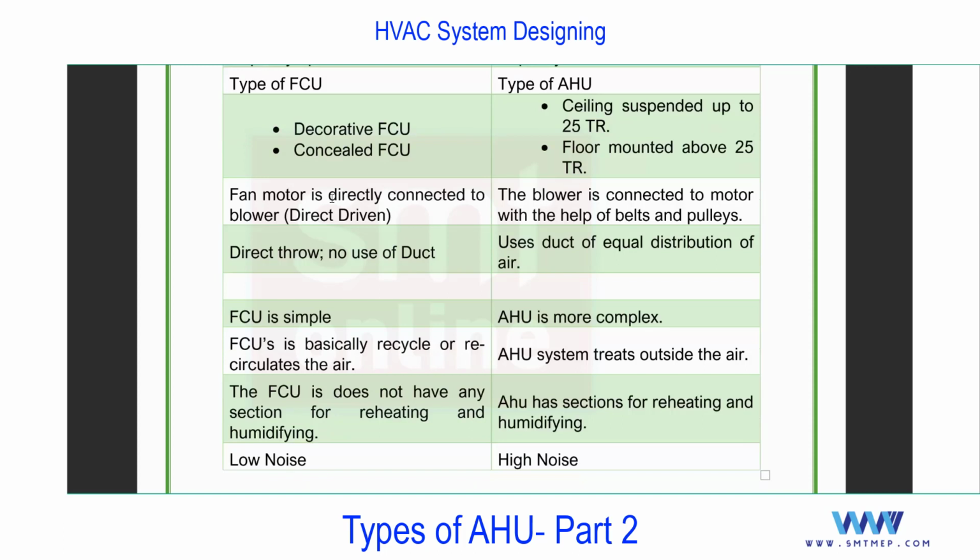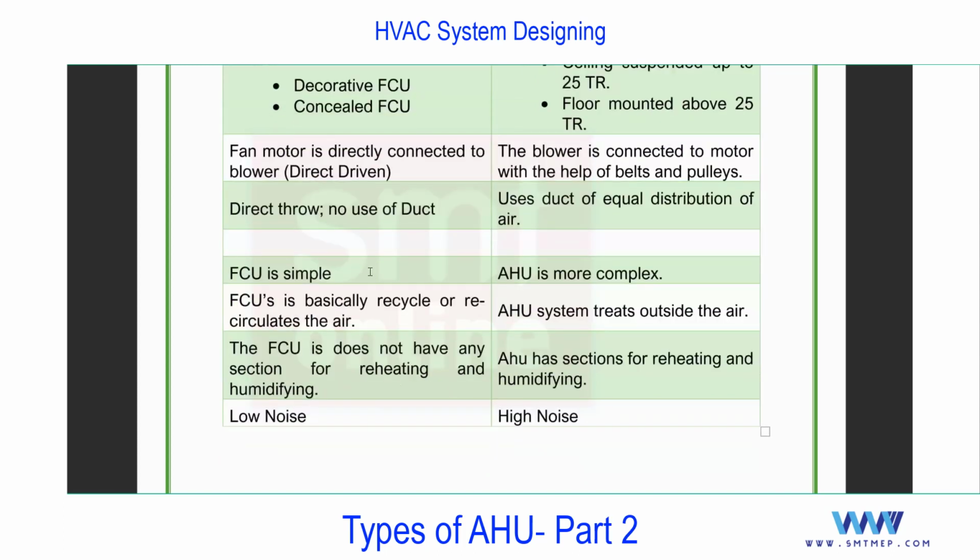Next, in an FCU the fan motor shaft is directly connected to the blower, but in case of AHU it is with belt and pulley, you know the reason we discussed. An FCU is a direct throw, no use of duct except ducted FCU. Generally, ducting means you'll find the higher capacity with the AHU. So generally in actual practice, FCU means we are not talking about the ducting side. FCU is simple, AHU is more complex, you know.